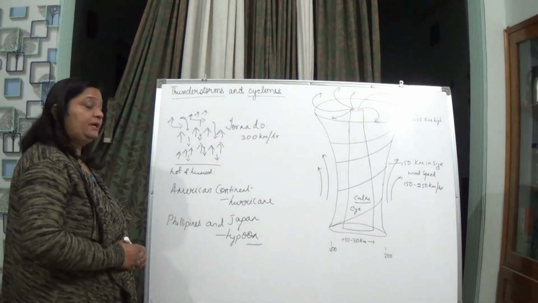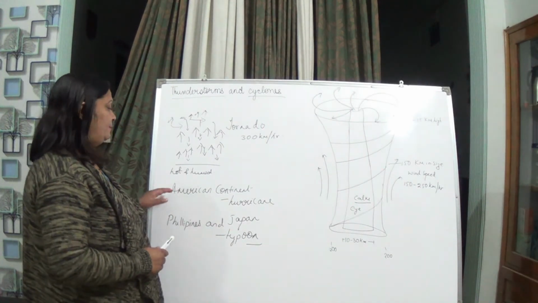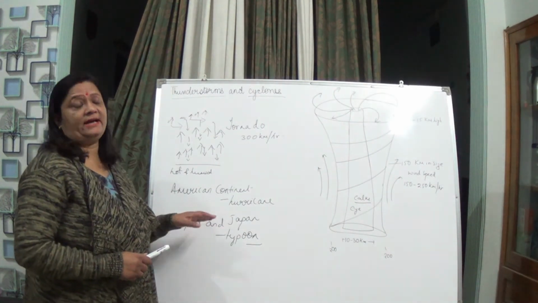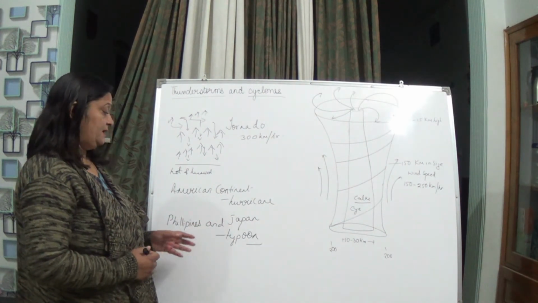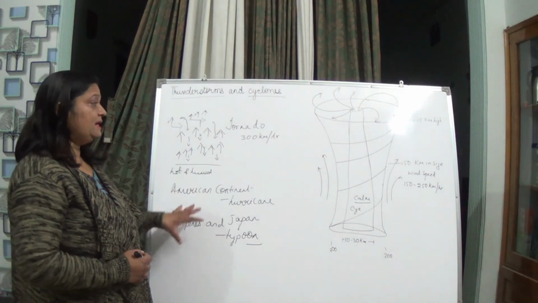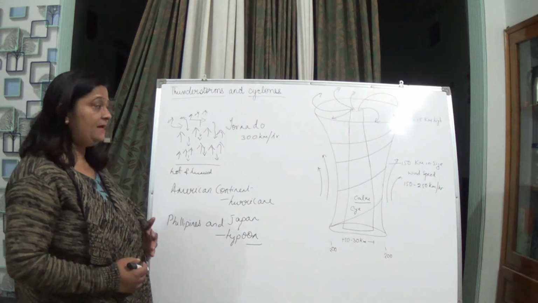These cyclones are named in different ways in different places. Like in the American continent it is known as hurricane, and in the Philippines and Japan it is known as typhoon, but these are the same thing. They are cyclones, only named differently in different places.